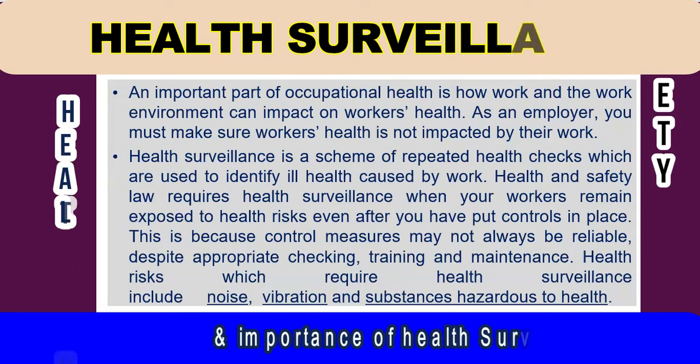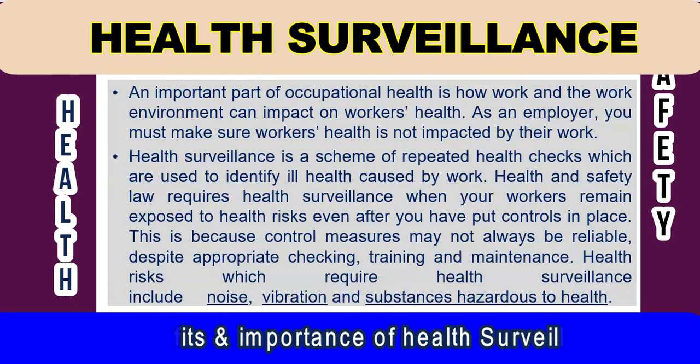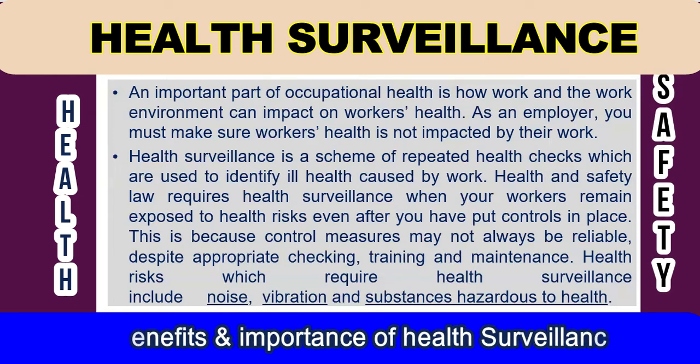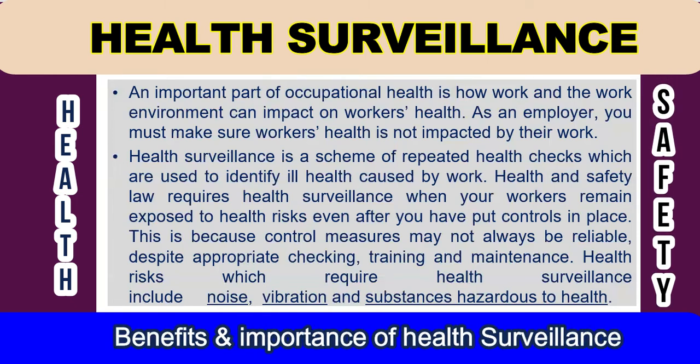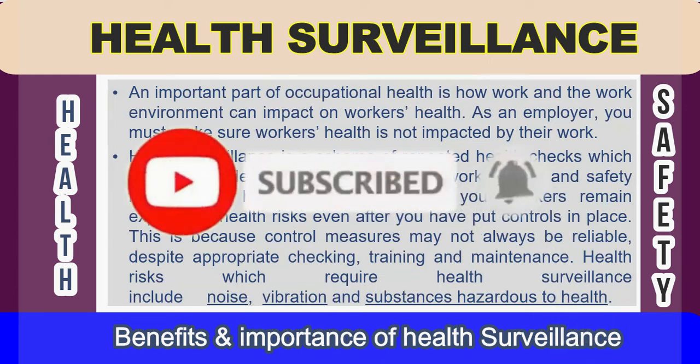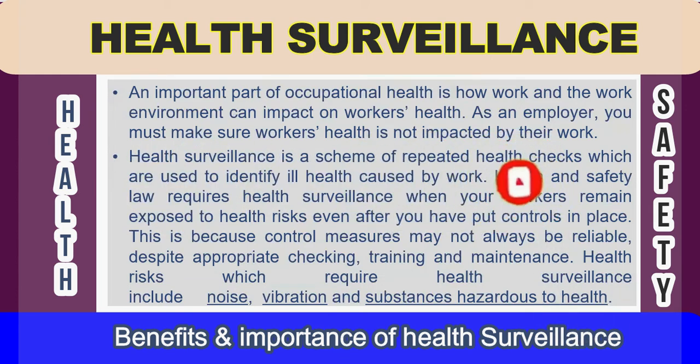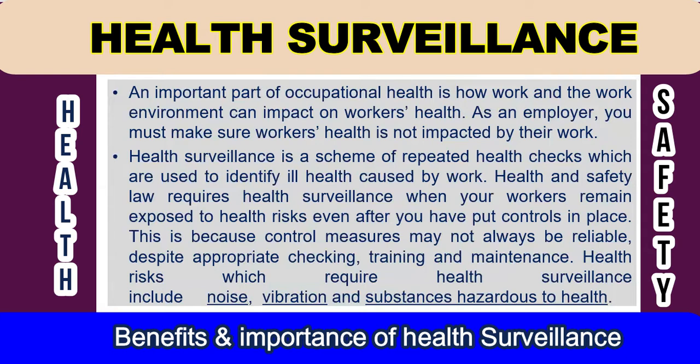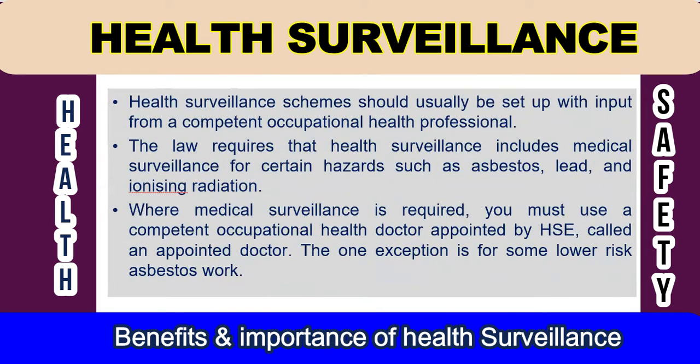Health and safety law requires health surveillance when your workers remain exposed to health risks even after you have put controls in place. This is because control measures may not always be reliable despite appropriate checking, training, and maintenance. Health risks which require health surveillance include noise, vibration, and substances hazardous to health. Health surveillance schemes should usually be set up with input from a competent occupational health professional.